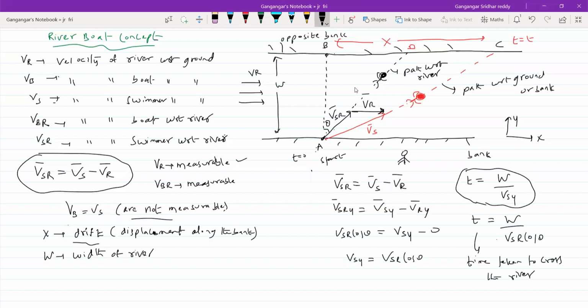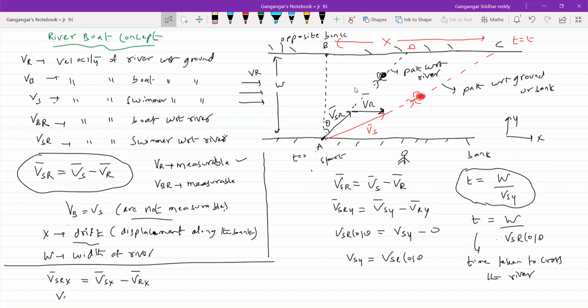Let's come to that. How much is the horizontal displacement, or the displacement along the bank? Let's apply the same formula along the x-axis. I will continue the discussion here. So shall we break up this VSRX? VSRX equal to VSX minus VRX. So this will be VSRX.